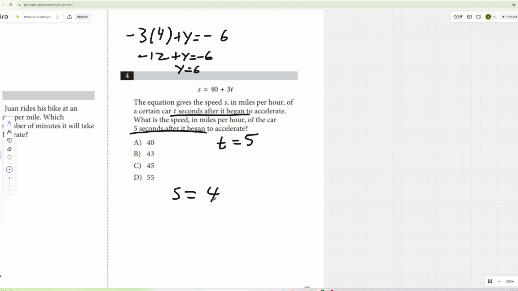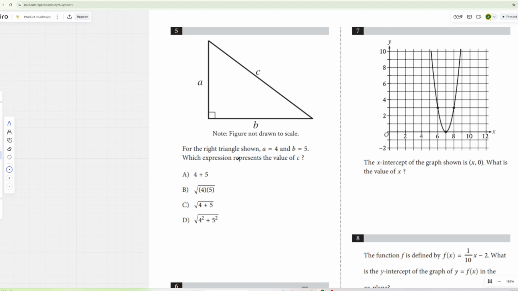So s equals 40 plus 3t. T is 5, put that in. 40 plus 15 equals 55. Boom. D. For the right triangle shown, a equals 4 and b equals 5. What expression represents the value of c?